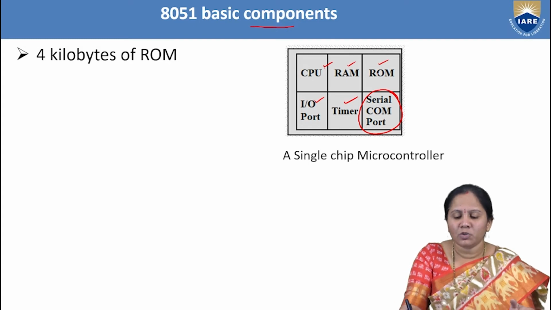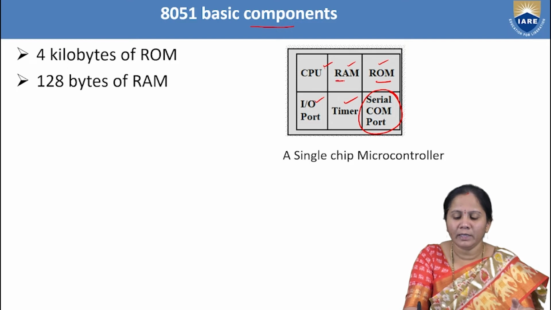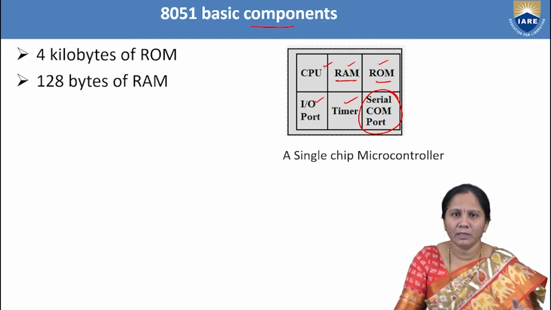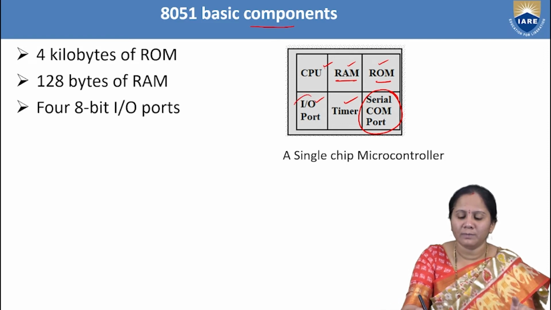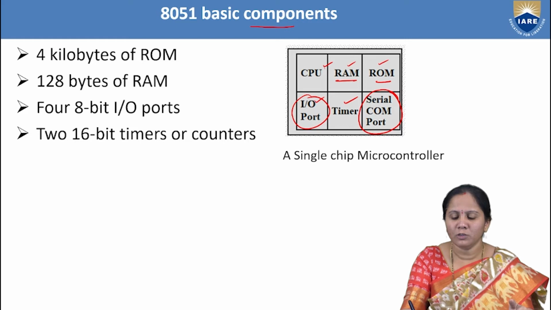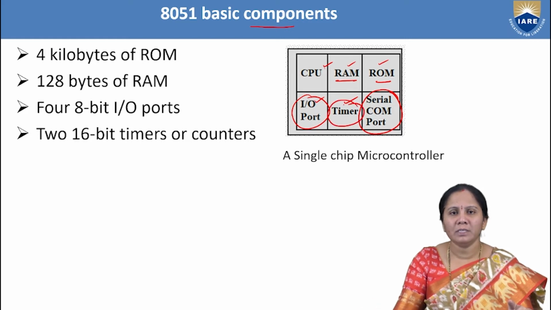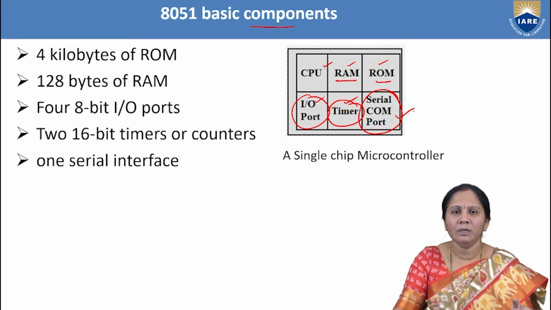So here it consists of ROM whose size is 4 kilobytes, and internally the RAM is available. Internal RAM size is 128 bytes, and it consists of 4 IO ports. Each port size is 8-bit, and it also consists of 2 timers. Each timer size is 16-bit. And at last it consists of one serial communication port, UART, is available.